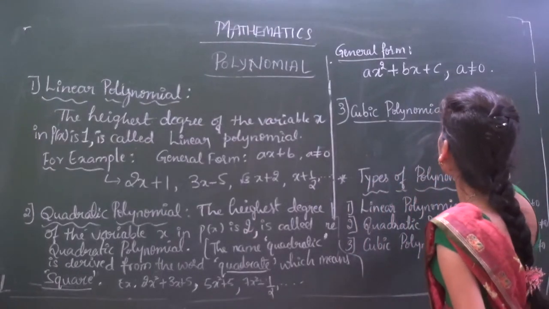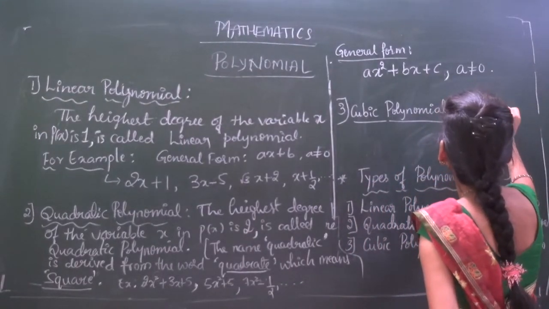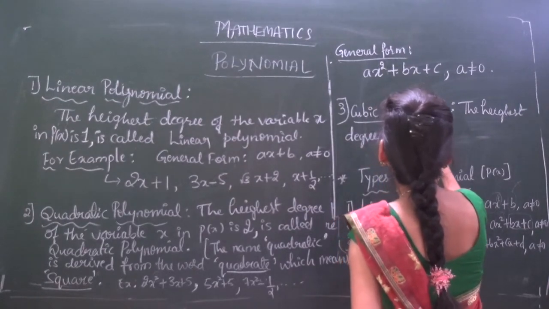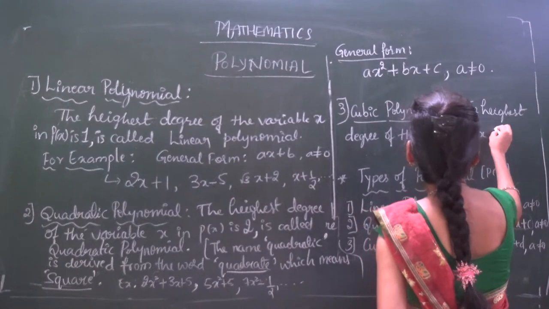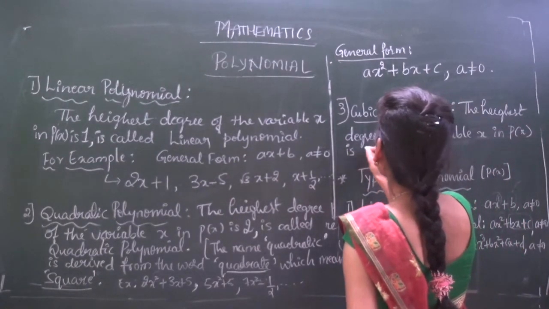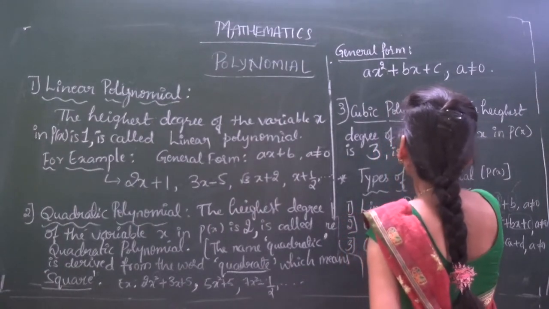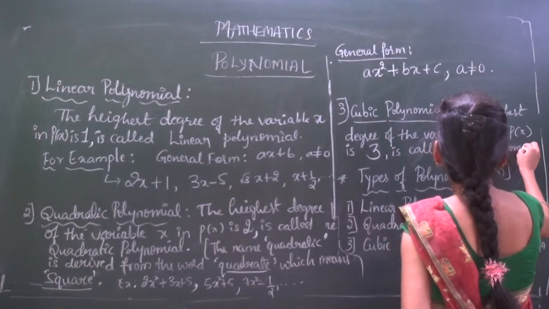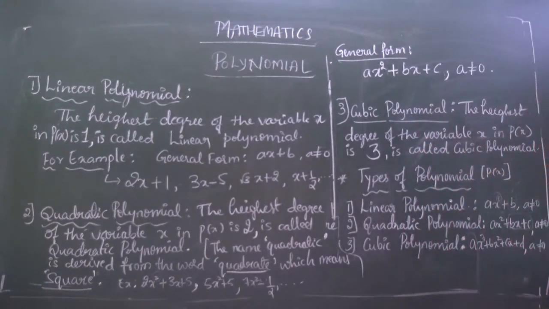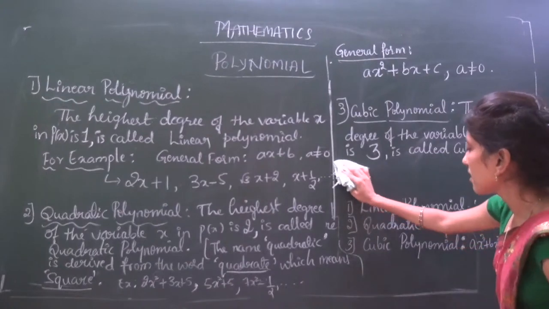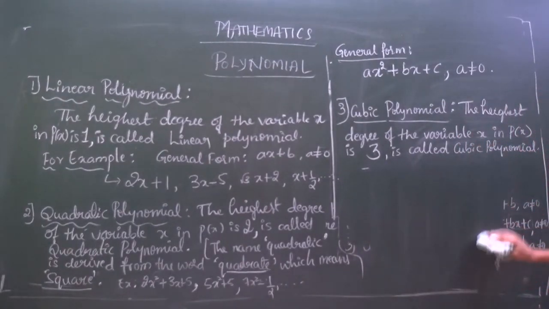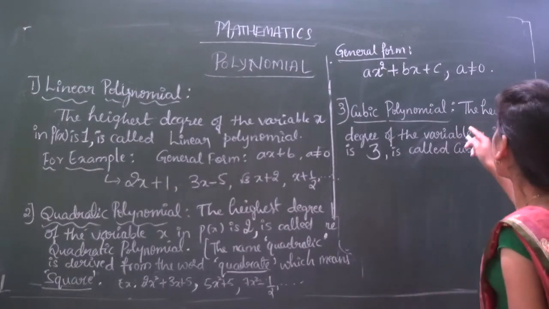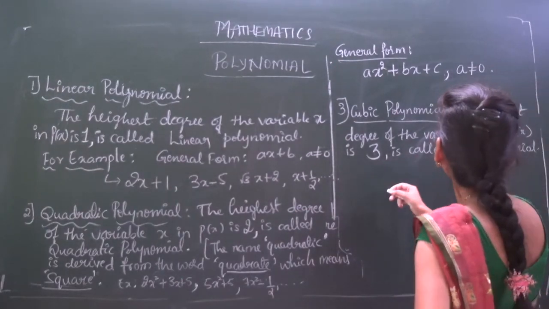Okay. So, we can write here, the highest degree of the variable x in p of x is 3 is called cubic polynomial. Okay, so we'll give the examples for that. I hope you have taken these types of the polynomial p of x. Cubic polynomial, the highest degree of the variable x in p of x is 3 is called the cubic polynomial.